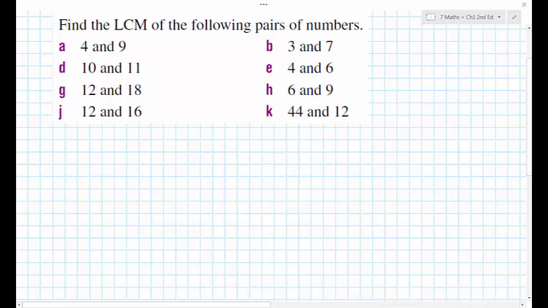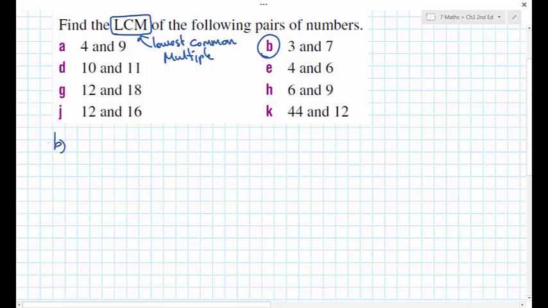So this question here wants me to find the LCM, or the lowest common multiple. Okay. Lowest common multiple of these numbers. Okay, so let's look at B.